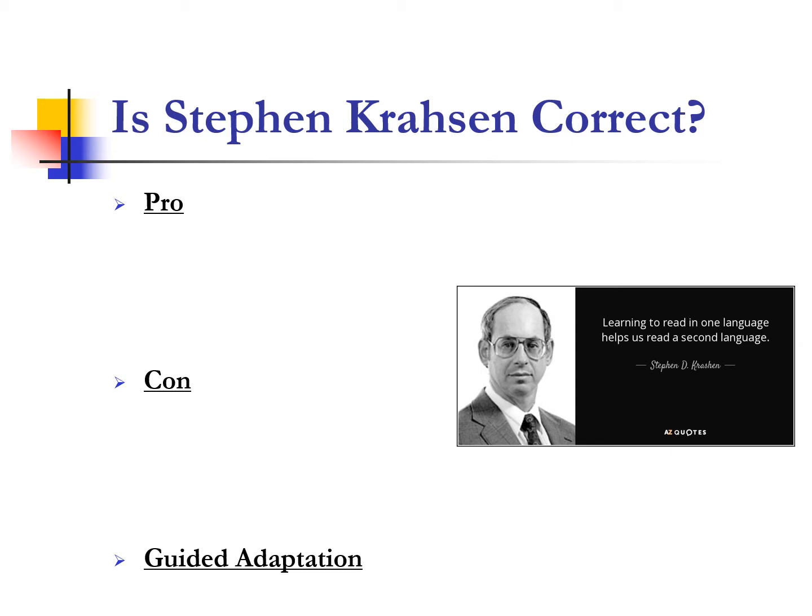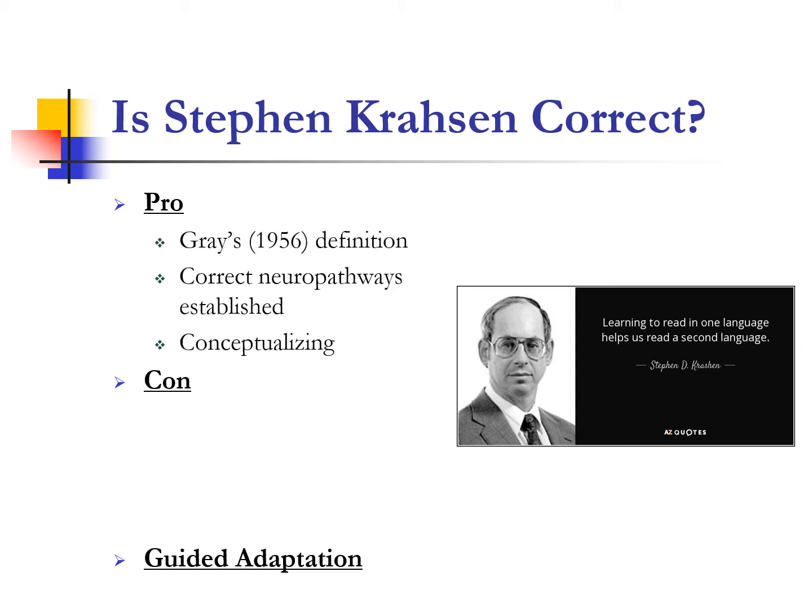But as much as I respect Krashen, I do question some of the things he said, and this is one of them. I question the idea that learning to read in one language automatically helps us read in a second. I am not sure that that's true. And while there are certain arguments in favor of Krashen, there are also arguments against him. So the arguments that support this view, one of them can be derived from Gray's definition of reading, being that translating of written symbols into meaningful language. We looked at that definition back in week 1.